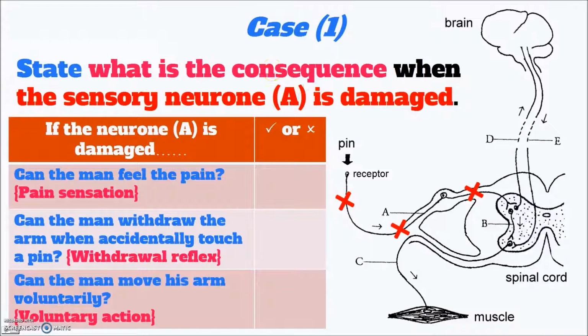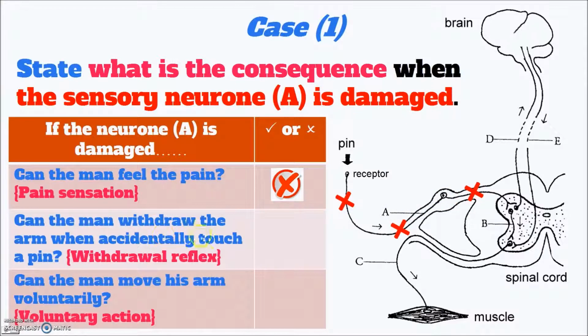So for case 1, state what is the consequence when the sensory neuron A is damaged. So the point is that once neuron A is damaged, even if the receptor detects the stimulus, it cannot transmit the nerve impulse along A to B because neuron A is damaged. So that's why the man cannot feel the pain.